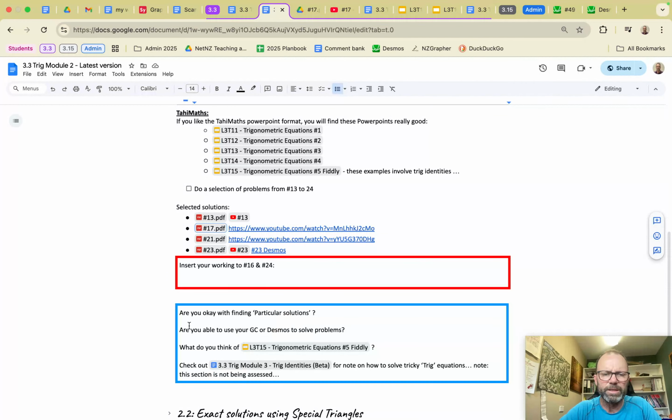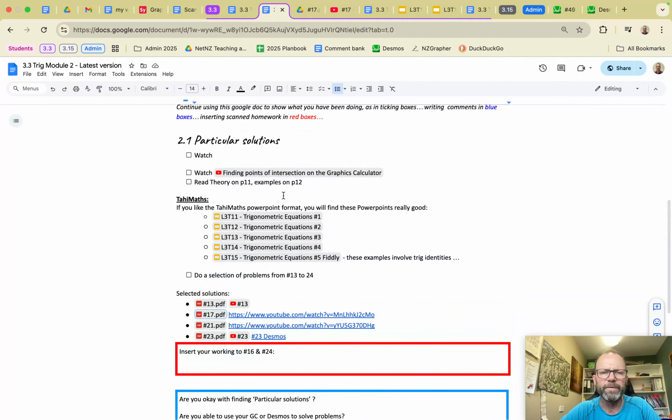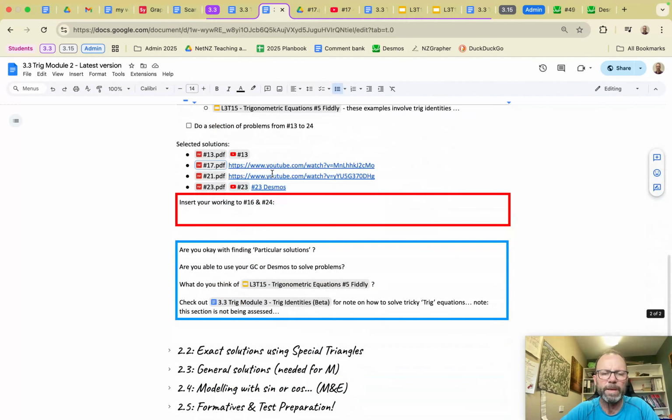So answer the questions. Are you okay with finding particular solutions? Are you keen to use your graphing calculator or Desmos? Don't forget the first graph here for Mrs. O'Graham will really show you how to use graphing calculator. And lastly, some questions here.